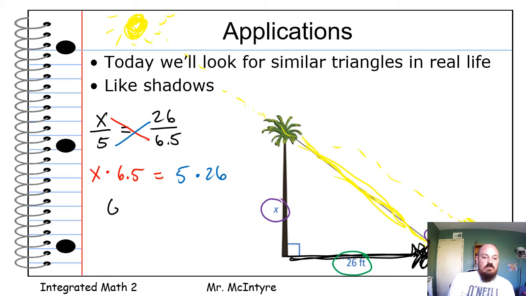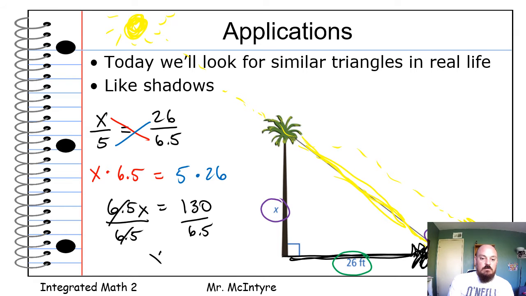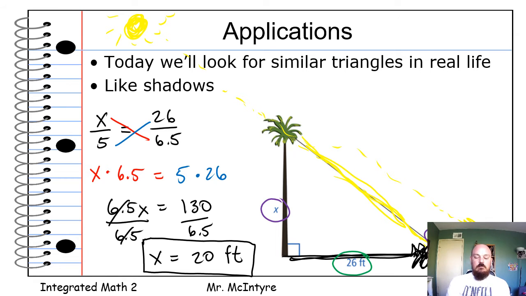Now X times 6.5 is 6.5X. 5 times 26 is 130. And then to finish out the question, we would just divide by 6.5. Word problems do tend to have decimals in them, so you're welcome to use a calculator for this one. But 130 divided by 6.5 ends up being exactly 20. So what we just figured out is that the tree is 20 feet tall. And that's because we knew that the two triangles in the picture were similar, and we set up a proportion and solved.